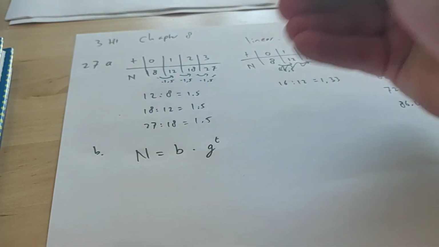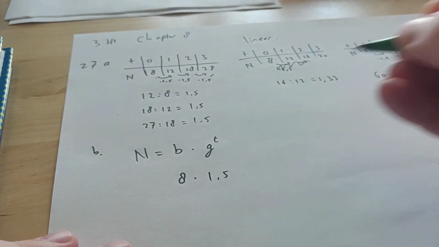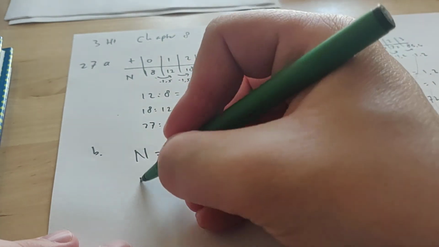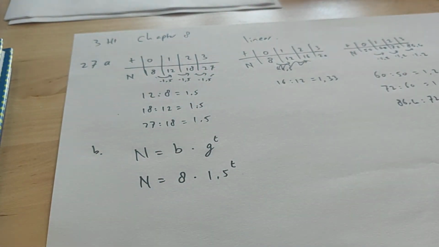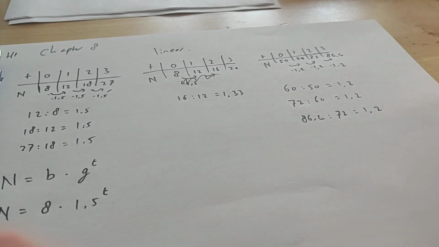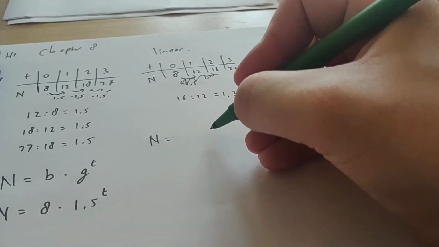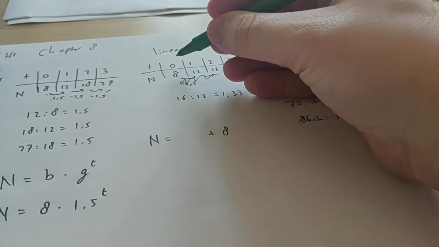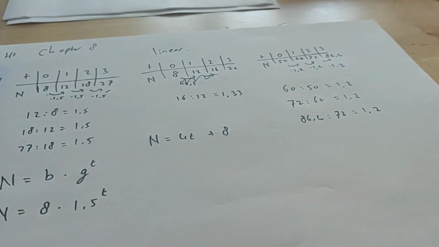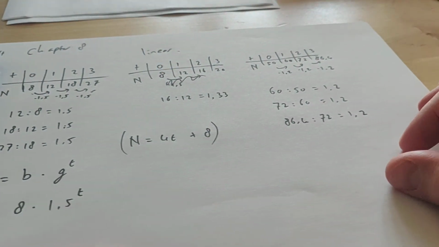So the first number here is an 8, so I'm going to write that down here. The growth factor is 1.5, we calculated that, and then we do a t there, so N is 8 times 1.5 to the power of t. Okay. The second one, we don't have to make a formula for that, but we can, if you want to, because it's a linear formula. So here you get N equals, and then it starts at 8, so plus 8, and then every time it's plus 4, so 4t plus 8, that's the linear formula. But you learned it in chapter 1, right?